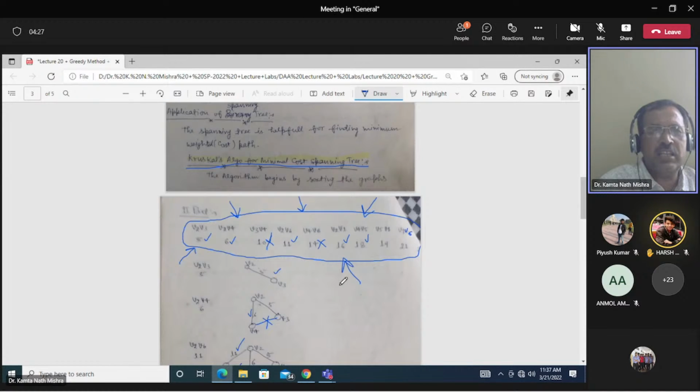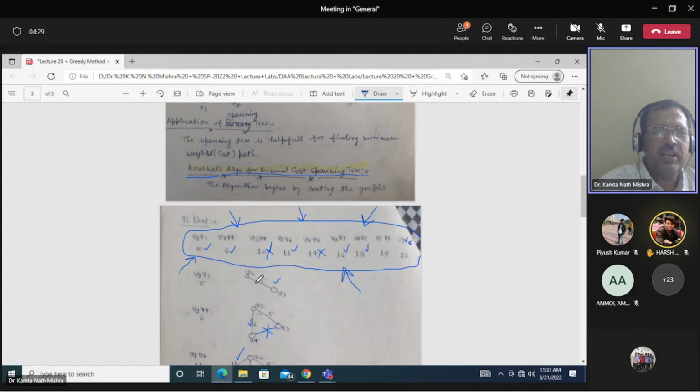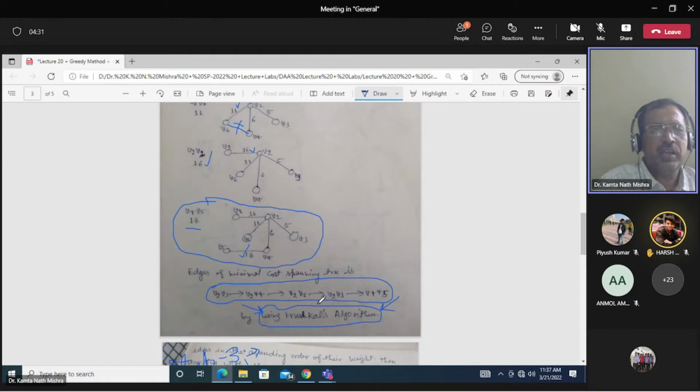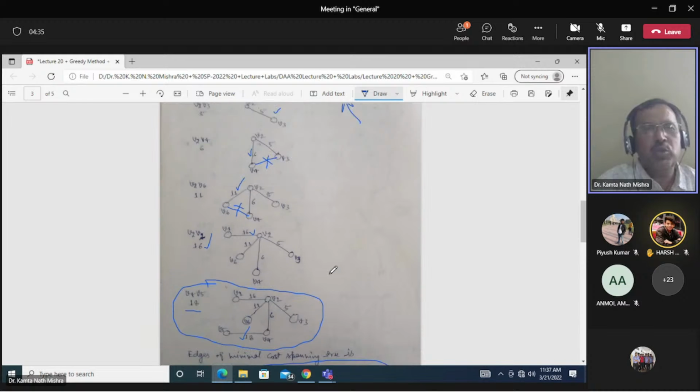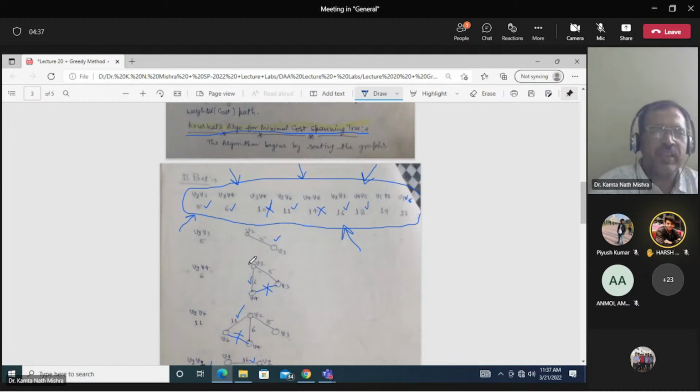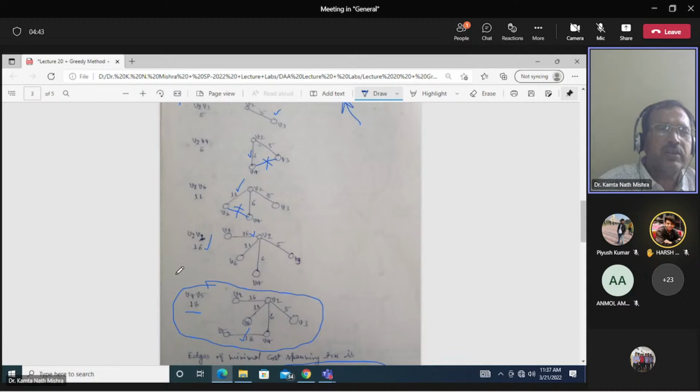You constructed it, see, first which edge did you include? V2, V3. In whatever sequence you included the edges: V2, V3, then V2, V4, then V2, V6, then V2, V1, then finally V4, V5. So this is your minimum cost spanning tree.